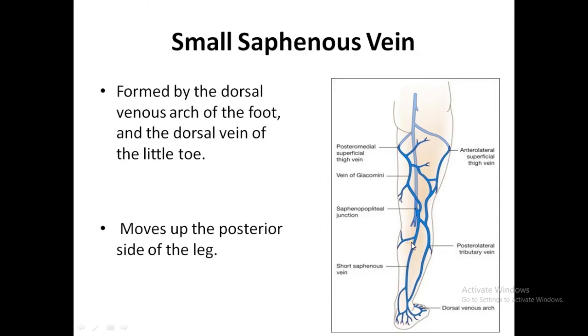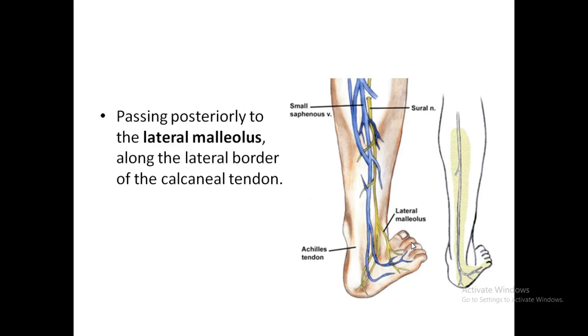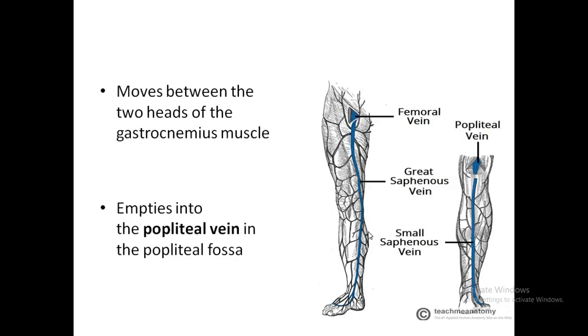The short saphenous vein, or the small saphenous vein, moves up on the posterior side of the leg, whereas the great saphenous vein ascends on the medial side of the leg. The small saphenous vein passes posterior to the lateral malleolus, along the lateral border of the calcaneal tendon, moves between the two heads of the gastrocnemius, and finally drains into the popliteal vein.